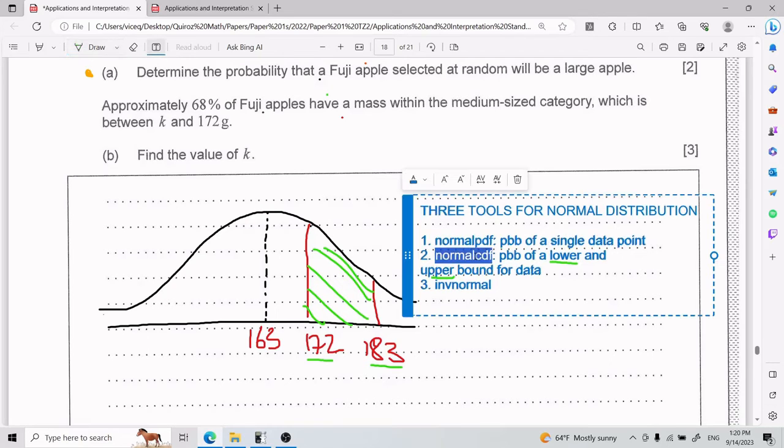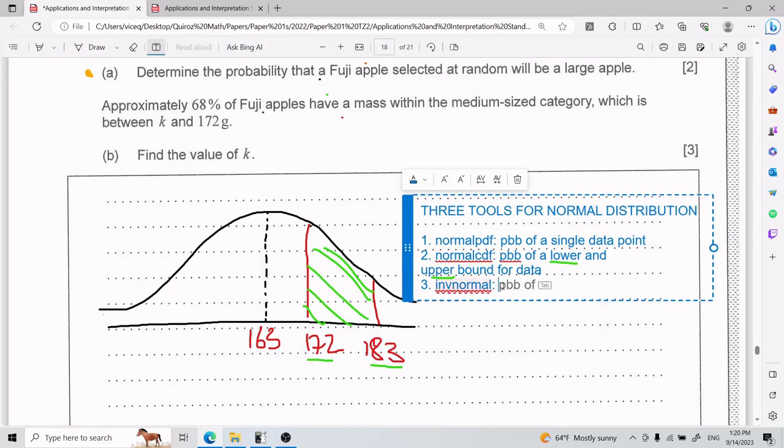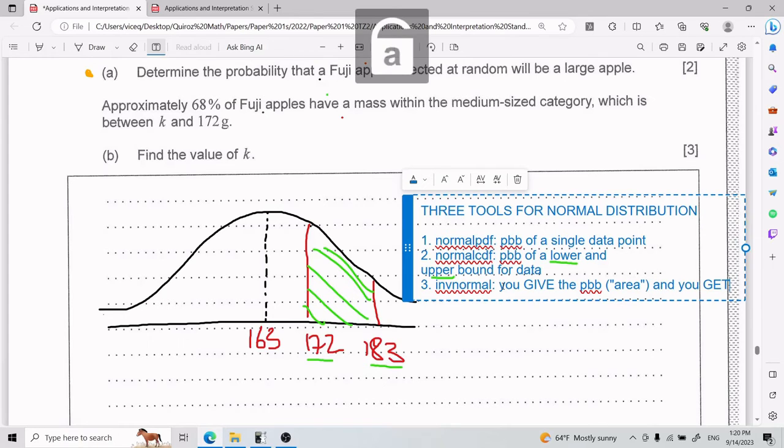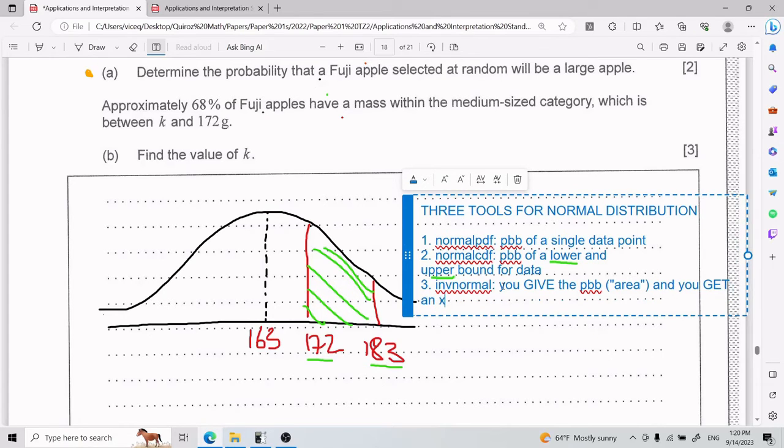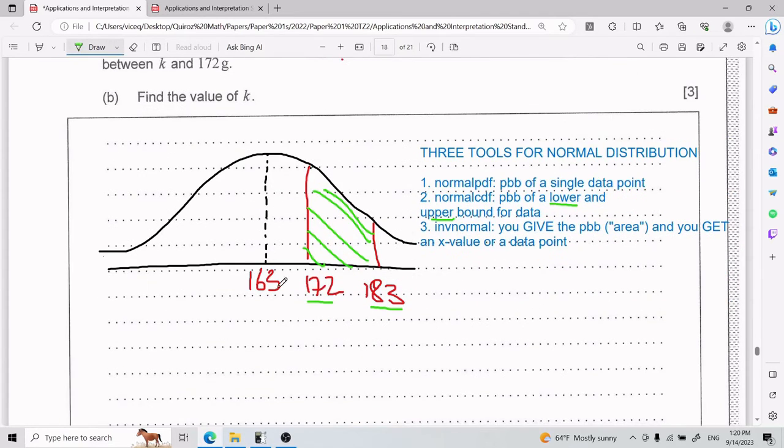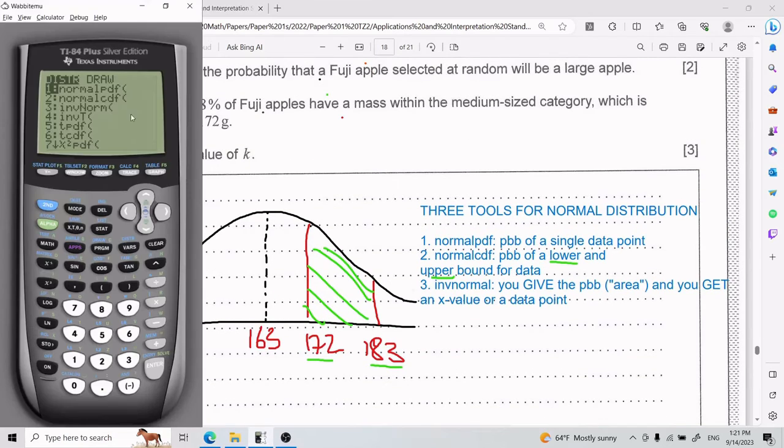And last but not least, inverse normal, okay? You give the probability, or in this case, it's going to be area, because it's area under a curve, and you get an X value or a data point sort of thing, see? When I say data point, I'm making reference to these numbers on the bottom, all right? That's just an intuitive way to explain it. It's how I like to explain it. But yeah, so normal CDF helps for bounds, see?